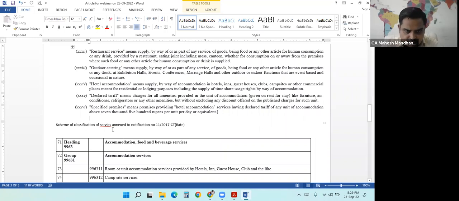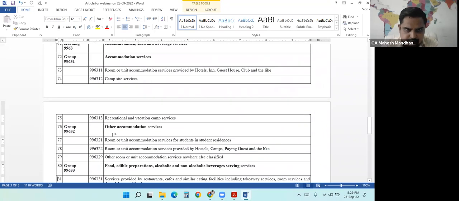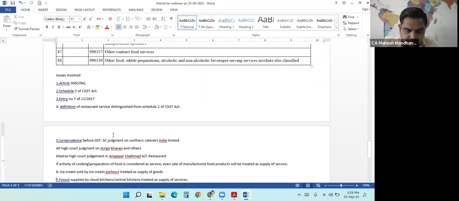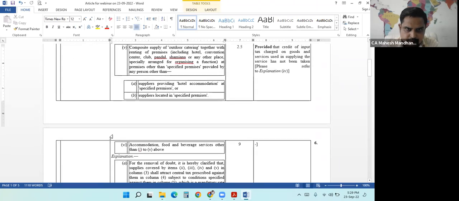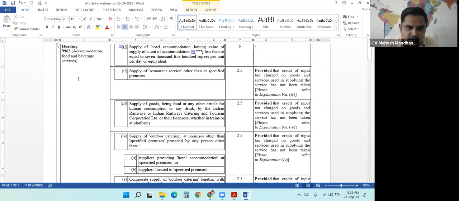Now, if we go through the rate notification specific to restaurant service, this is the relevant part of the rate notification, serial number 7, heading 9963. Now, if we see, there are various clauses in this particular heading, because it includes number 1, accommodation services, as all of us know, hotel accommodation or guest house accommodation services. Number 2, food and beverage services.